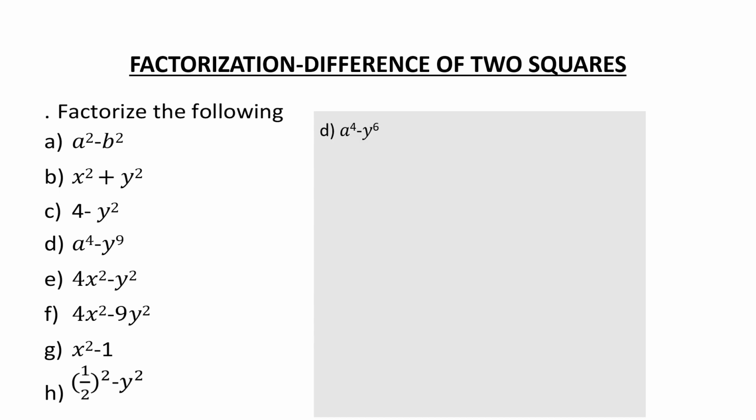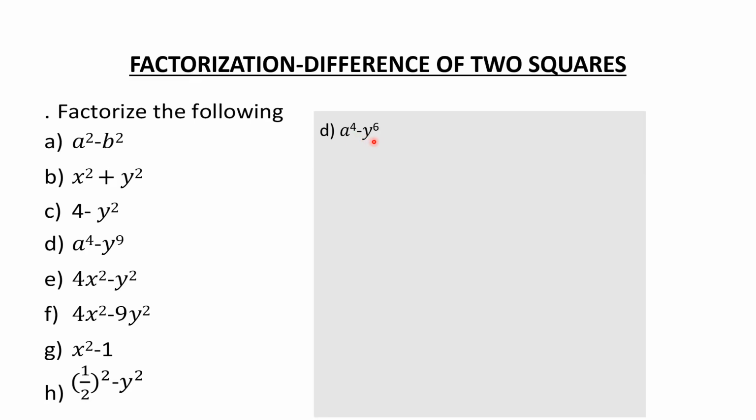Sorry, I mean D. So D is a power 4 minus y power 6. As you can see, we don't have 2's. So how do we deal with this? Is this a square? Yes. So long as the power 2 can go into that power without a remainder, it's a square. Even this one, 2 can go into 6 without a remainder, so it's a square. This kind of question doesn't come that often. Maybe I've seen it once in my life, but you need to be ready for it.